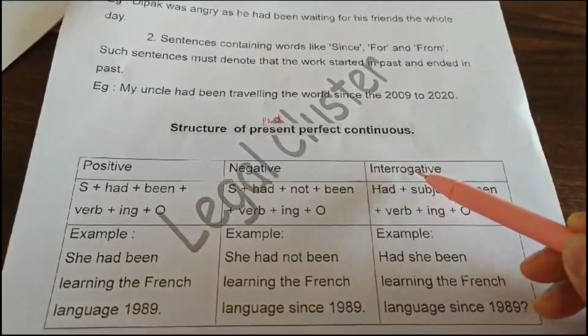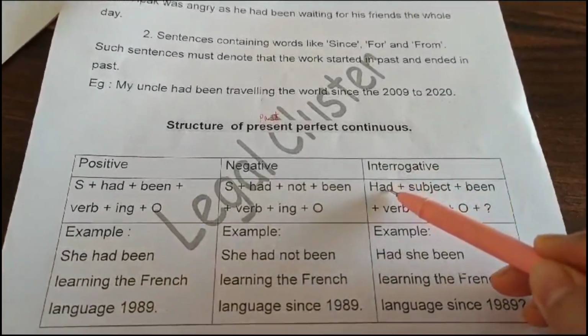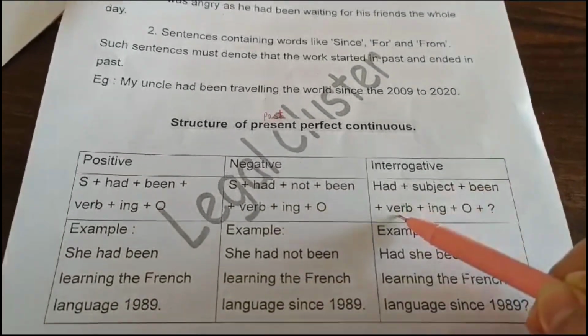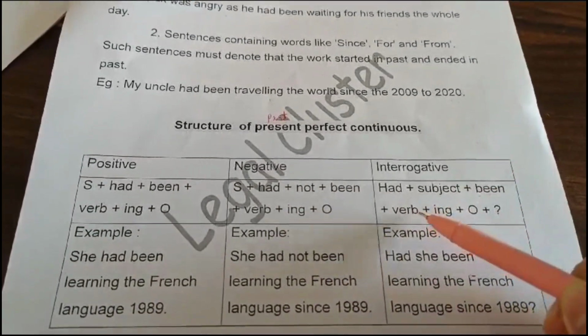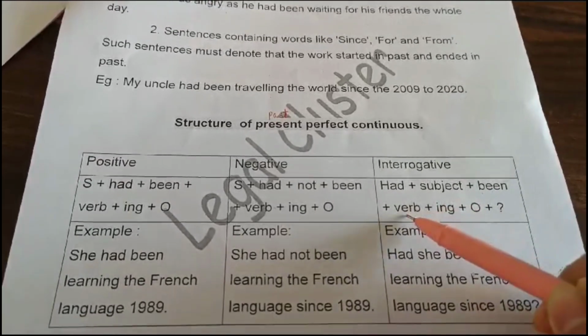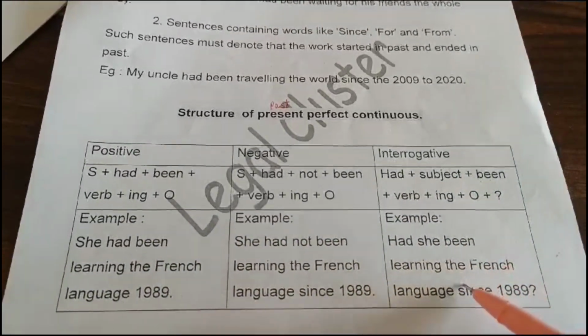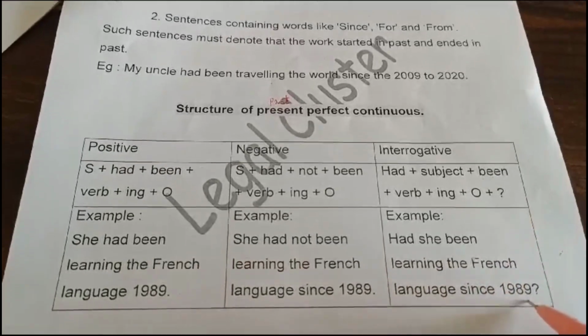Interrogative, as usual, we will be taking the be verb first and then comes the subject. Then been will be coming. Then we'll be adding ing with the main verb and the object. Had she been learning the French language since 1989?